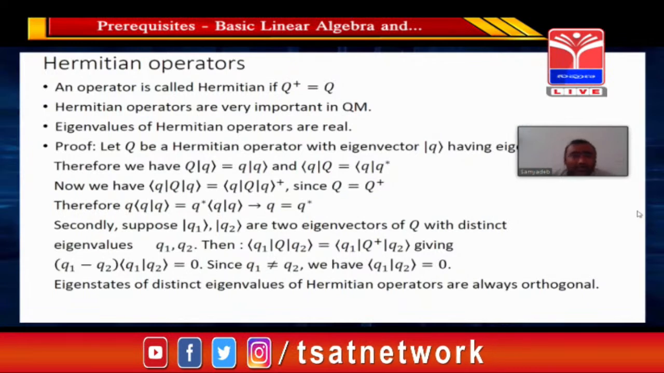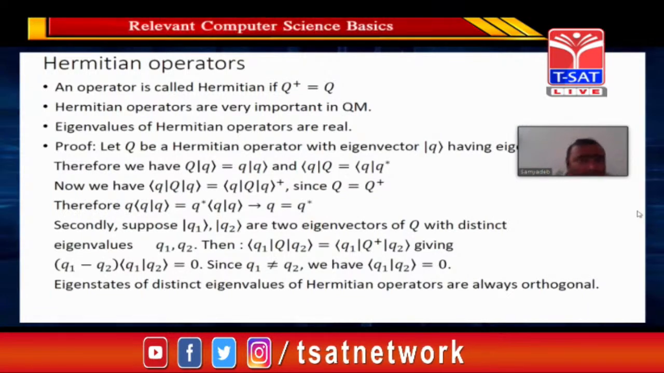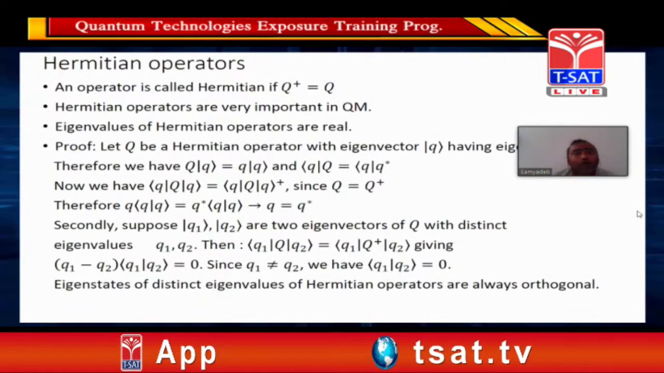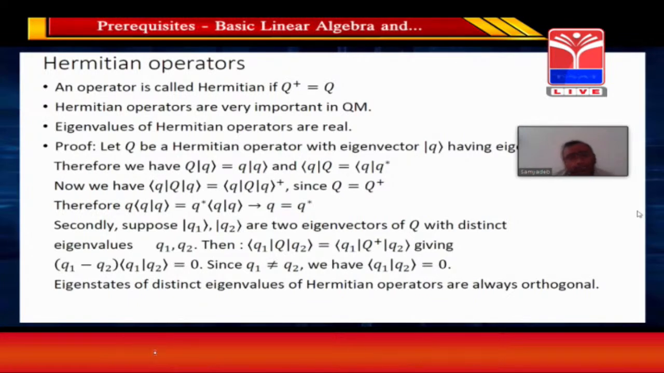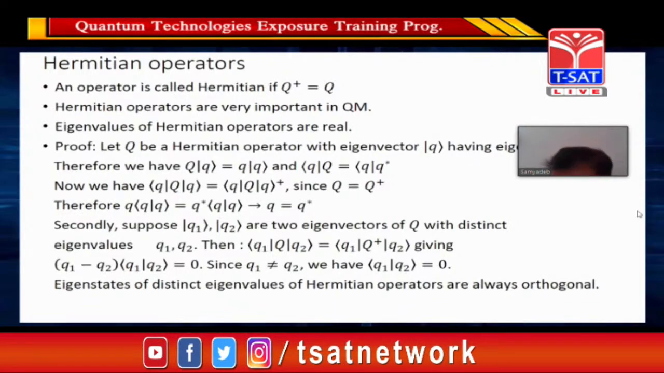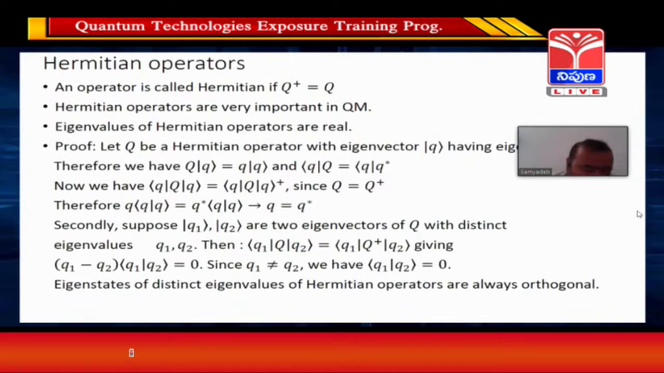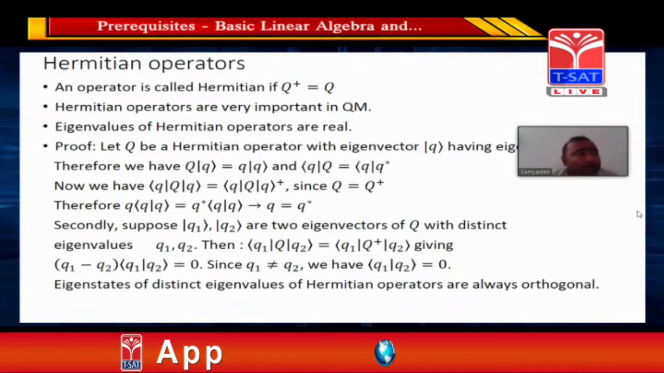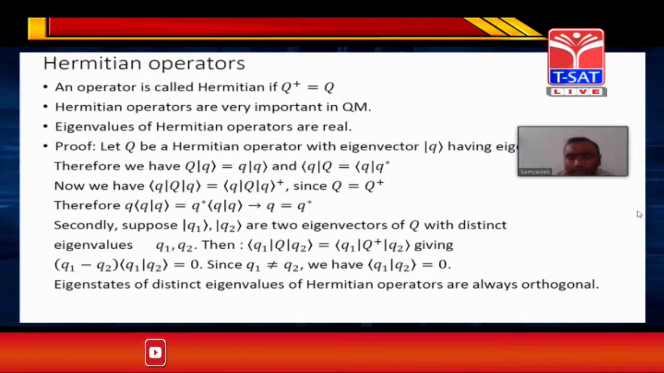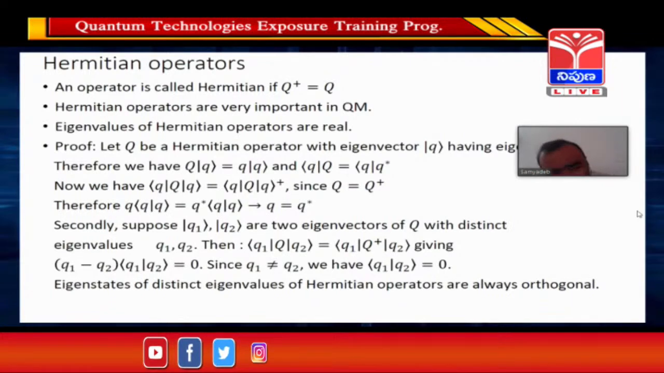So those operators are a special kind of linear operators called Hermitian operators. What are those operators? Those operators are the operators whose dagger is equal to itself. These operators are called Hermitian operators. They are extremely important in quantum mechanics. Why? Because, as I have said, they represent observables in quantum mechanics. They are intrinsically connected with experimental observations and all that.